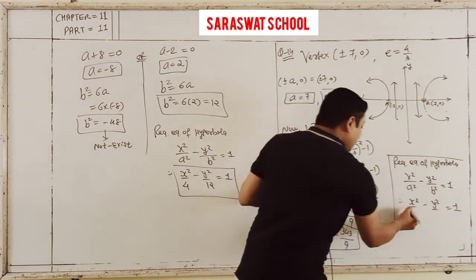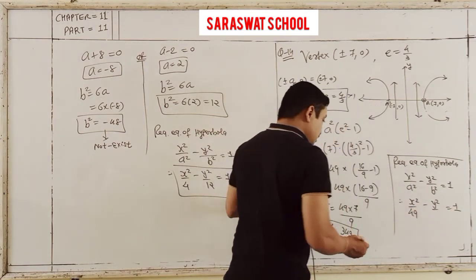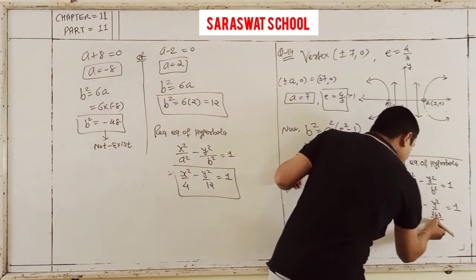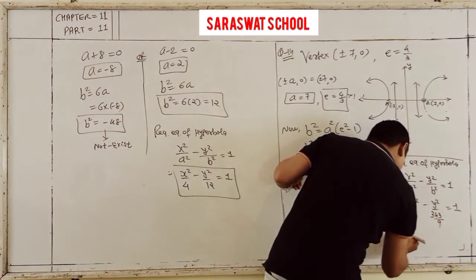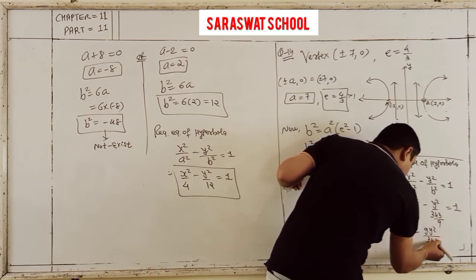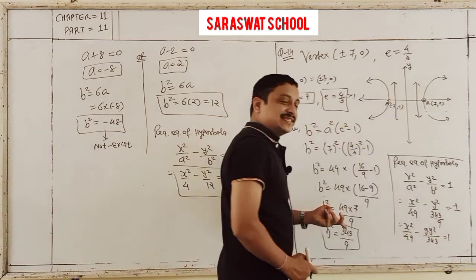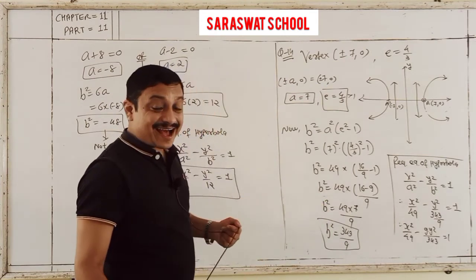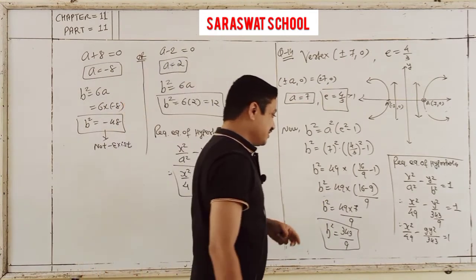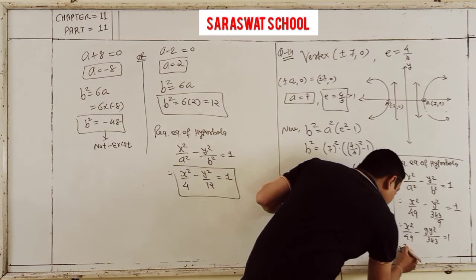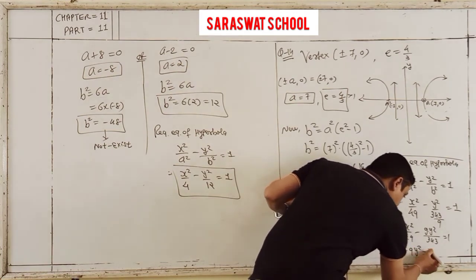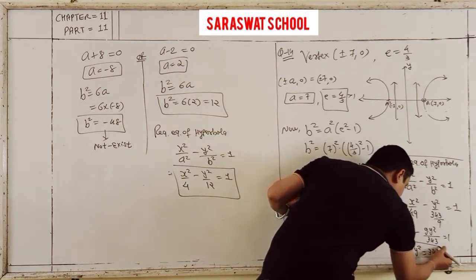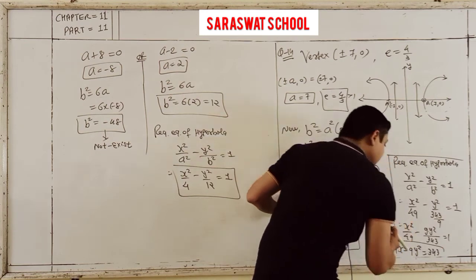A square is 7, which means 49, b square is 343 by 9, so x square by 49, 9 y square by 343 is equal to 1. You can also take the LCM, students. 49 7s are 343, so 7x square plus 9y square is equal to 343. That's your simple way answer.